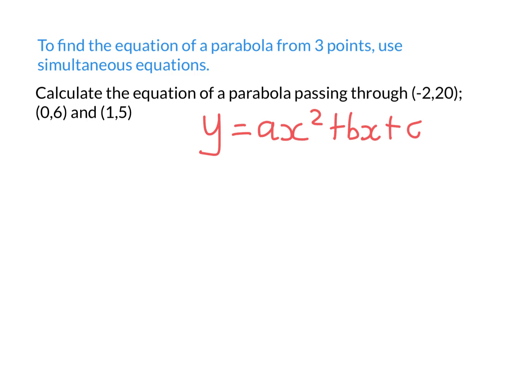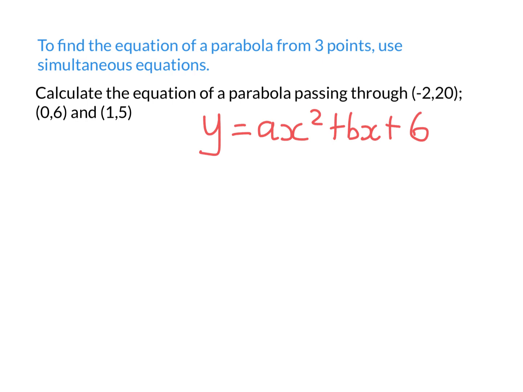But in this case, I actually know c. This is made a bit easy because I'm given c. It's here. C must be 6. 0, 6 means the y-intercept is 6. It means when x is 0 and these terms are 0, y equals 6. So I'm going to replace c now with 6.